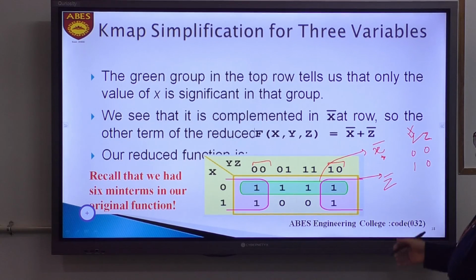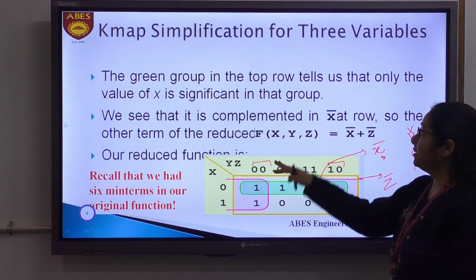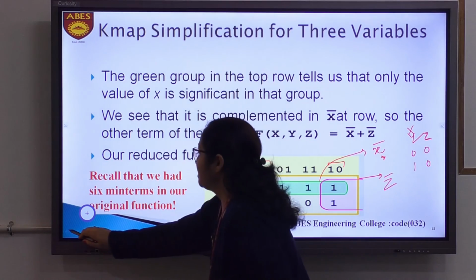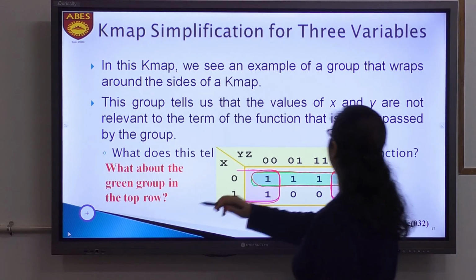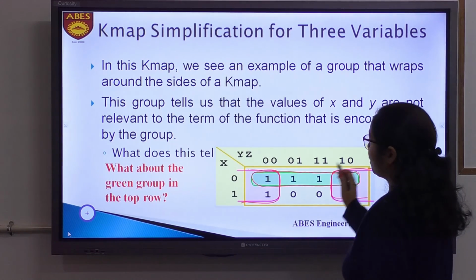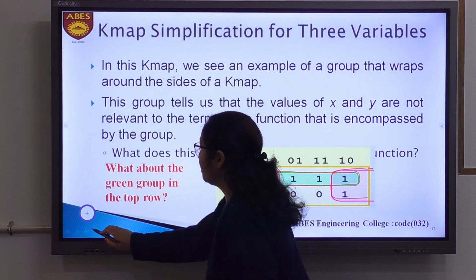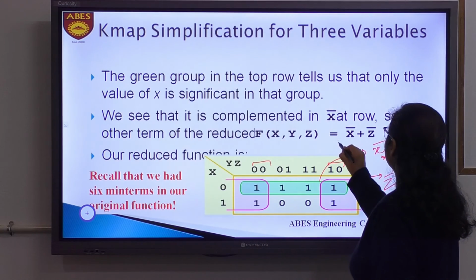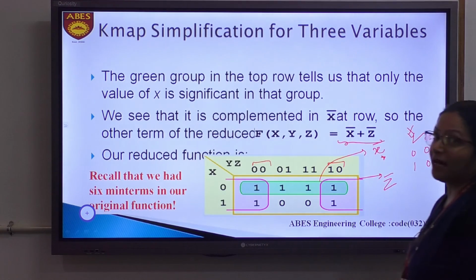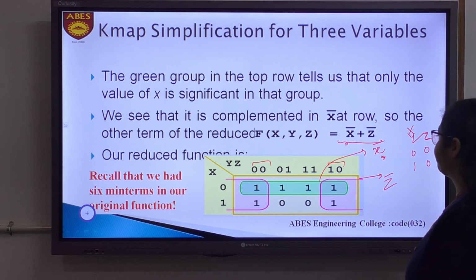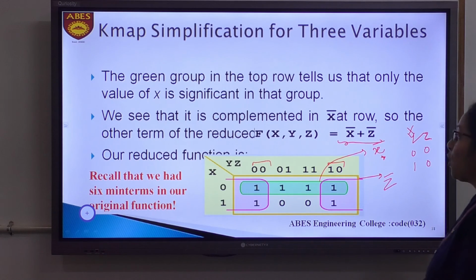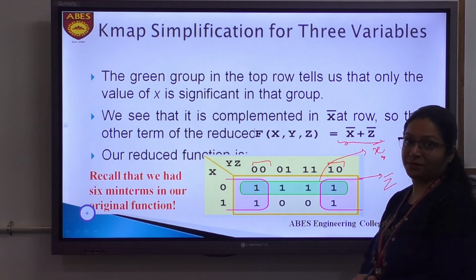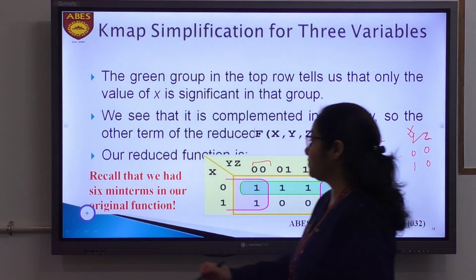So ultimately we can see that the Boolean expression of our question gets reduced to only 2 terms, that is x bar plus z bar. This is how we solve or reduce the Boolean expression with the help of K maps.